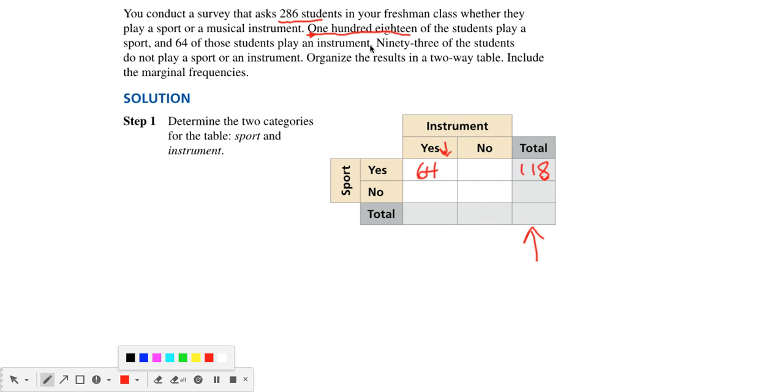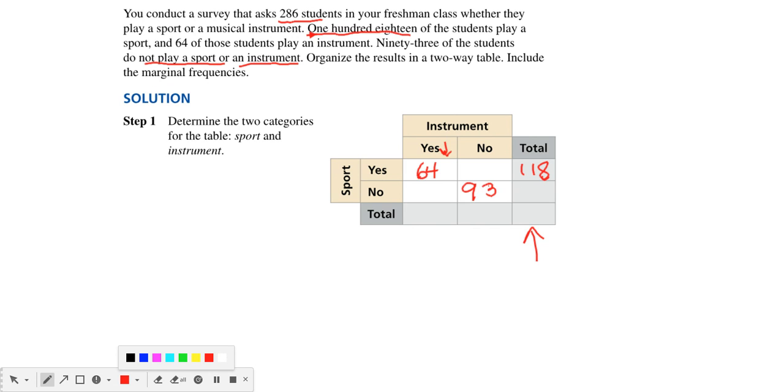So let's keep reading. It says 93 of the students do not play a sport. So that would be right here. 93 of those students do not play a sport or an instrument. So we have to keep reading and make sure to read the whole thing. It says do not play a sport and does not play an instrument. And that's why 93 would go in that spot right there. No is what that would categorically fit into.